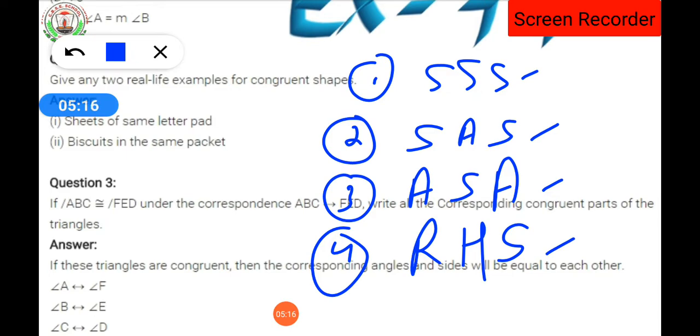Now SSS congruence criteria, in this 3 sides should be there. The measurement of the 3 sides of the first triangle should be same as the corresponding 3 sides of the second triangle.